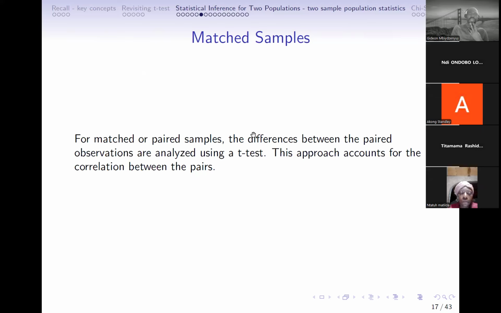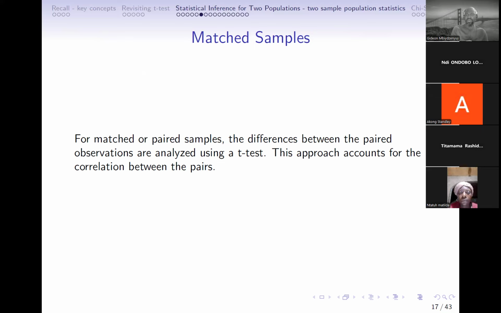So the difference between the paired observations, what is the difference between the paired observations here? We simply are saying that, suppose we have, in that example I gave you, a group of students that did something, and then the same group of students that did something. For every value in the first group, we have the corresponding example in the second group.